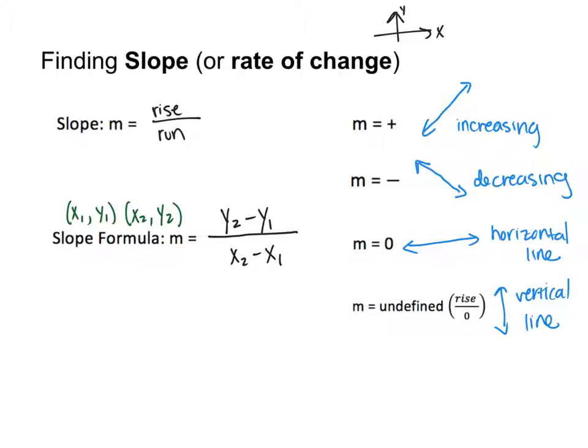And those are your 4 types of graph. You can either have a positive, negative, a 0 for a slope, or undefined, and those are the corresponding types. They are referred to on the graph. All right, let's do some practice problems here.